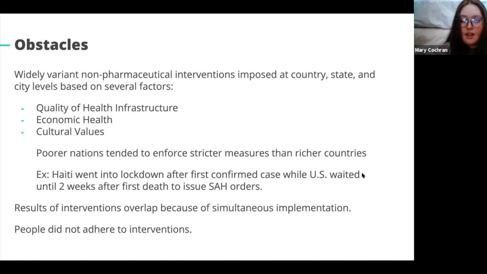The main reason for the lack of definitive data goes back to the previous point that many of the interventions overlap and make it really difficult to distinguish individual results. Next slide.